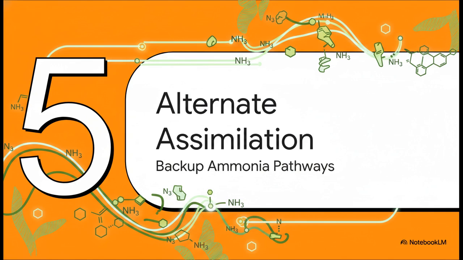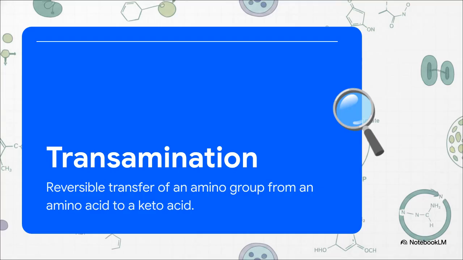Section 5. Alternate ammonia assimilation methods, backup pathways. Plants always keep a few backup reversible pathways in their biochemical toolkit. The most fundamental of these is transamination. This is the reversible transfer of an amino group from one amino acid directly onto a keto acid, creating a brand new amino acid. This reaction requires pyridoxal phosphate, which you might know as vitamin B6, as a cofactor.